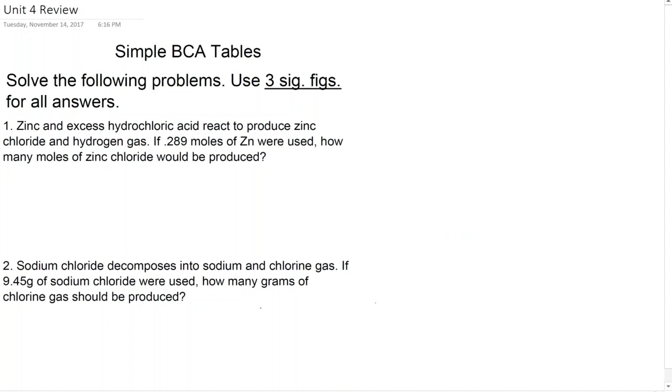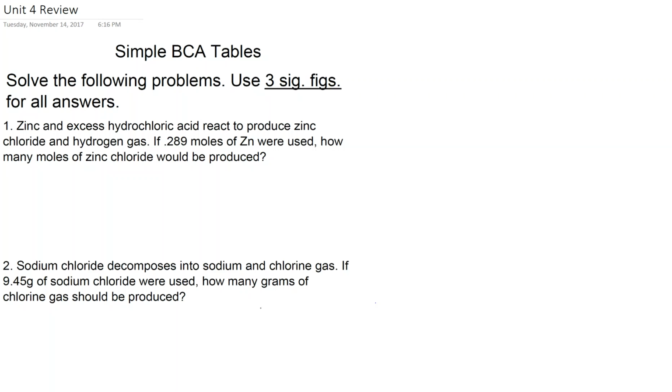Now that you have all had the opportunity to try out these simple BCA tables on your own, we will work through them together. There will be 2 questions on your test that are considered simple BCA tables. One question like number 1, where you are given moles and you have to find an answer in moles. One like question 2, where you are given a starting number in grams and will be asked for your answer to be in grams. To start off with question 1, we always first write a balanced chemical equation.